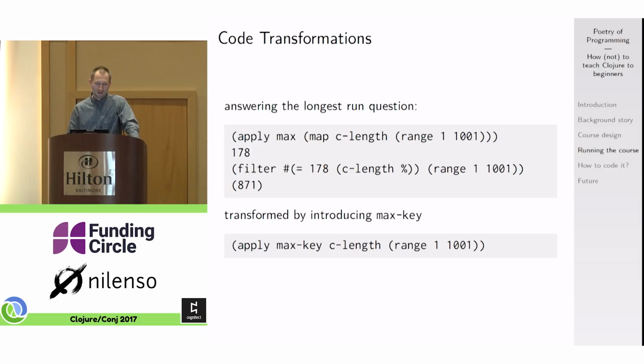Okay, but what I wanted to talk about here is that most concepts I try to introduce as code transformation. So that means that we already have a solution, but I show that, oh, okay, if you write it like this, then it's nicer, simpler, or better in a way. So for example, in this particular case, I introduce max-key, and it's just one line instead of 2.